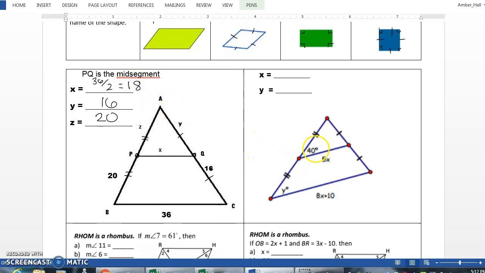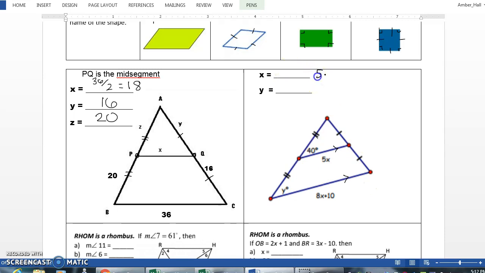Alright, next we have another midsegment. How do I know it's a midsegment? Because this is congruent to this, and this is congruent to that. So I know that this is in the middle. I also know that these are going to be parallel. So when I'm solving for x, I know that I need 2 5x's to equal one of these, because this midsegment is half of that.